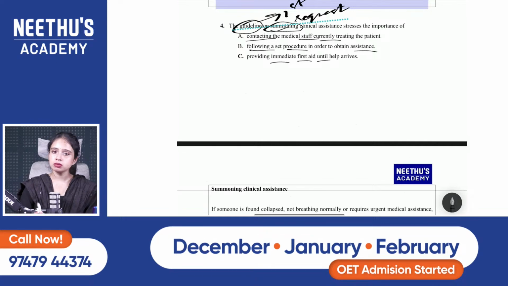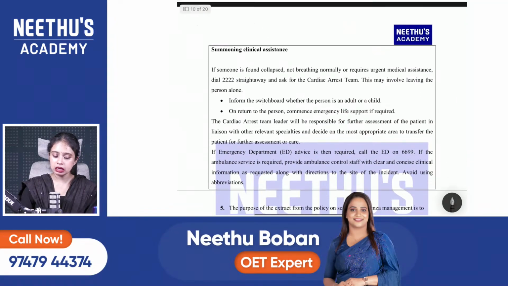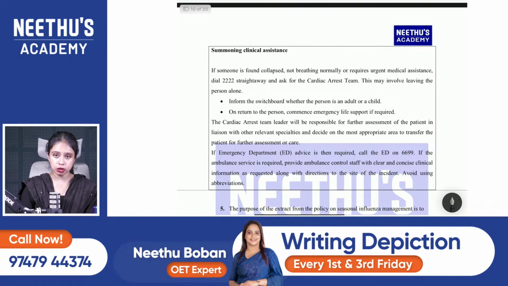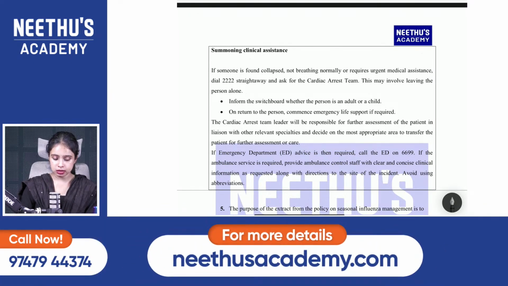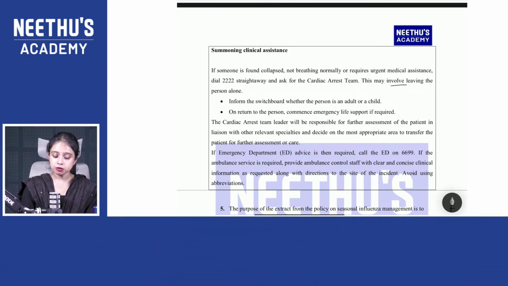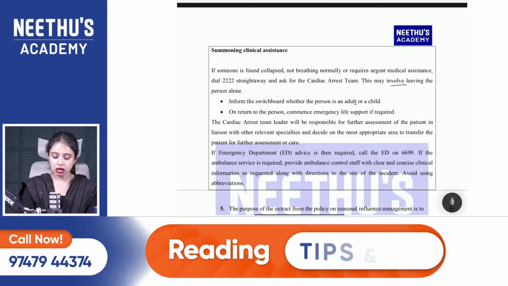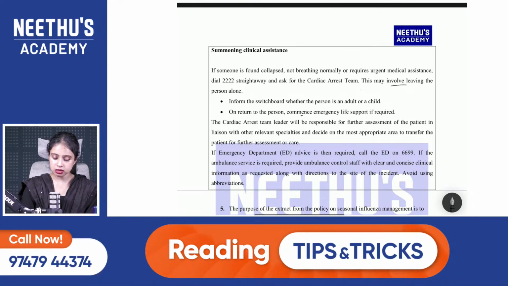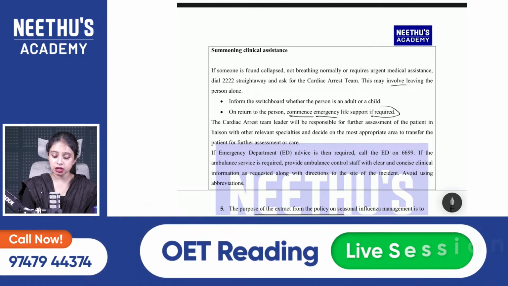So now the paragraph, summoning clinical assistance. If someone is found collapsed, not breathing normally, or requires urgent medical assistance, dial 2222 straight away and ask for the cardiac arrest team. This may involve leaving the patient or the person alone. Inform the switchboard whether the person is an adult or a child. On return to the person, commence emergency life support if required.